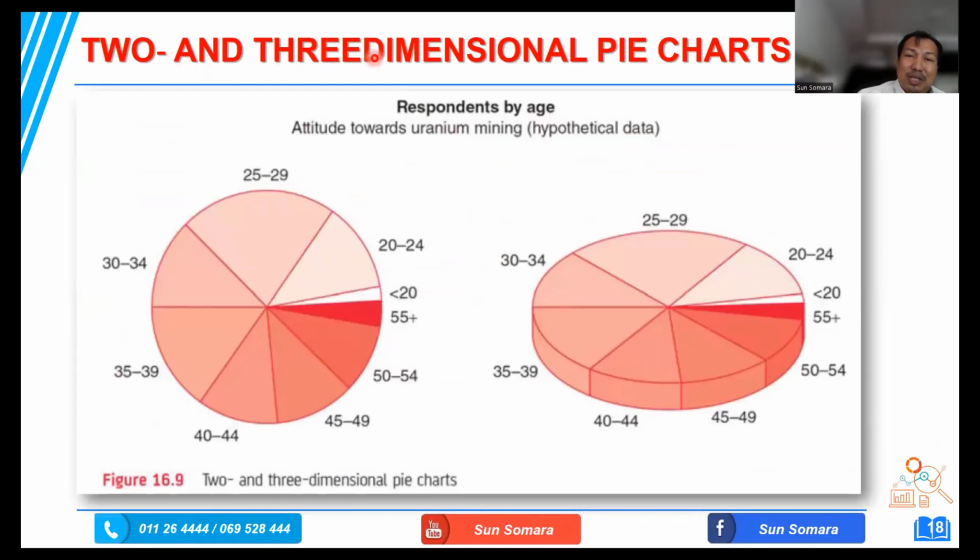Okay, about 2 or 3. This one should have a space or hyphen, right? A 3-dimensional pie chart in here. So we can say in this part it can show the percentage of that part, right? So how big it is for the age 25 to 29. So the percentage. This one is 3D, right? About 3D.